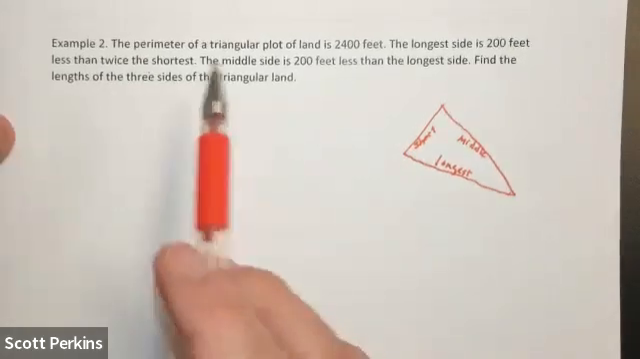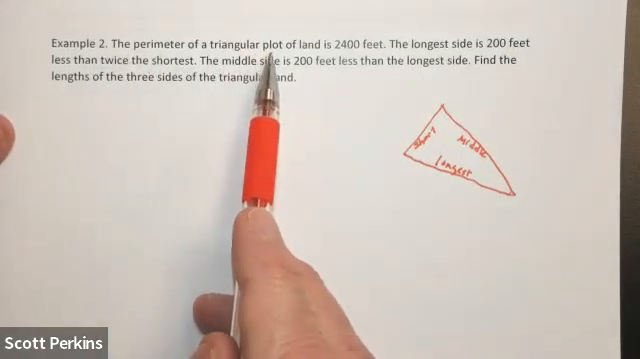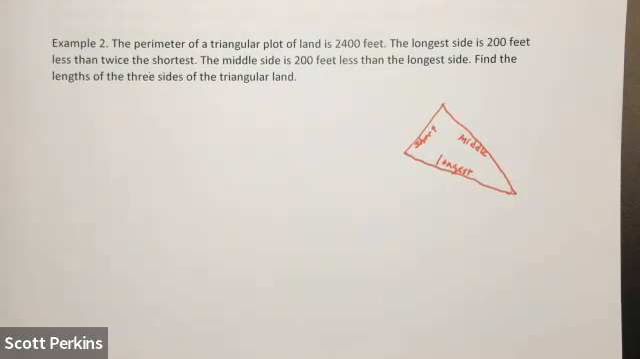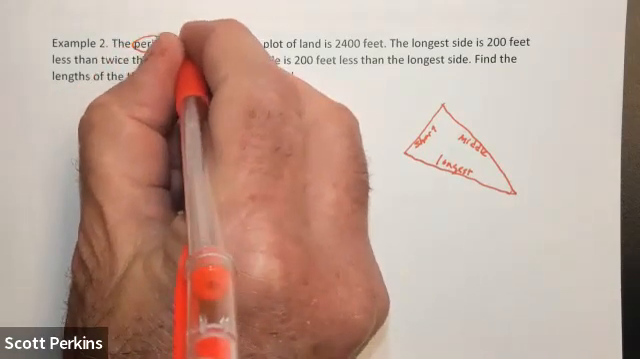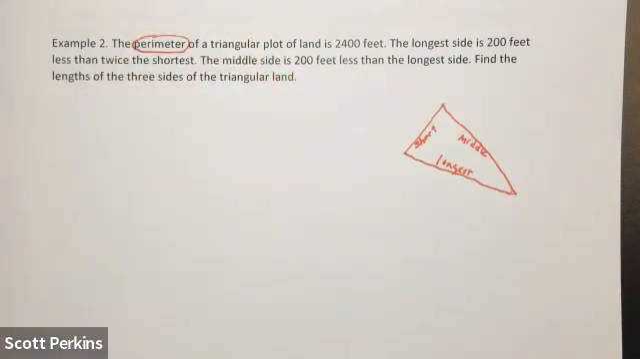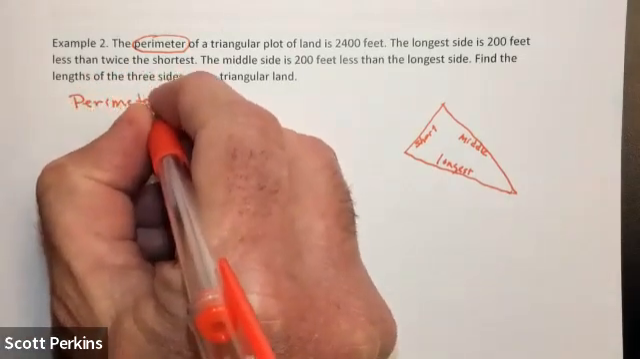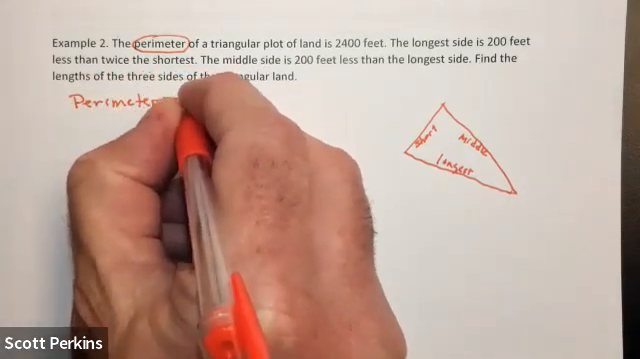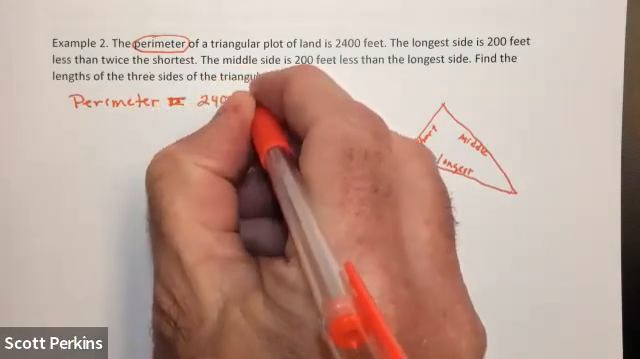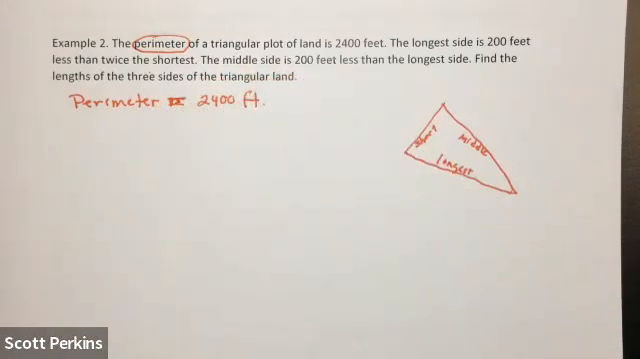So there we go. The first thing: the perimeter of a triangular plot of land is 2,400 feet. Same thing as last time, keyword perimeter. Perimeter establishes the relationship I'm going to use when I set up my equation. We're going to add everything up. So the perimeter equals 2,400 feet. Now this problem is a little more difficult to set up, so we'll read carefully.